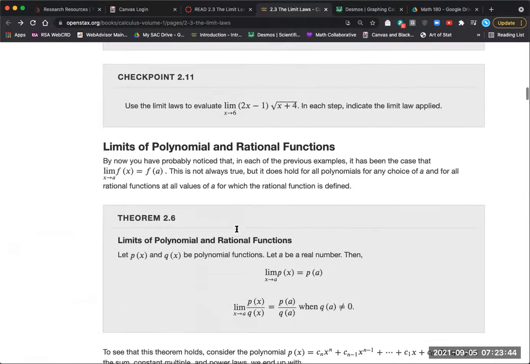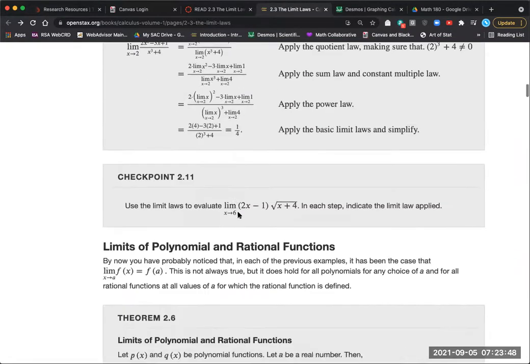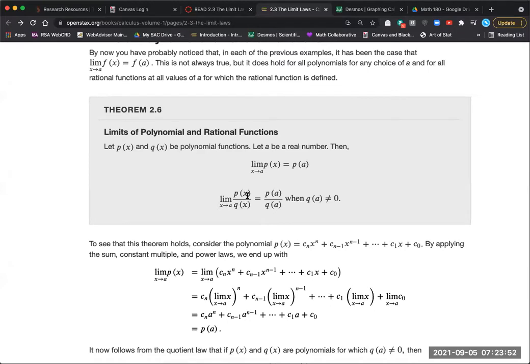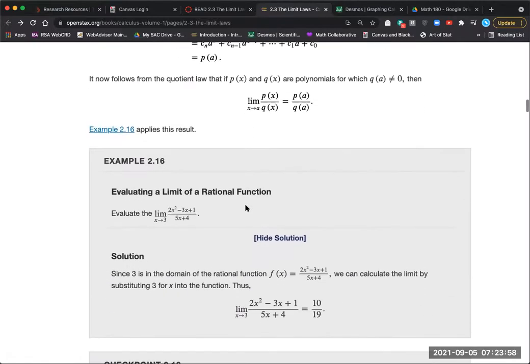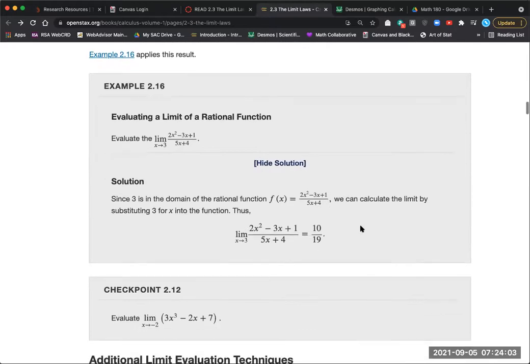Take a look at this one. This is a good one to analyze and think about. The next thing would be theorem 2.6, the limits of rational functions, right? When you have a polynomial over a polynomial, that becomes an interesting case, so let me show the solution there.